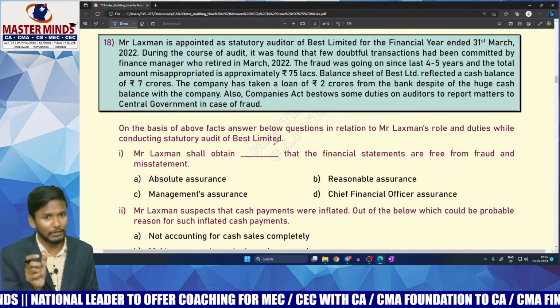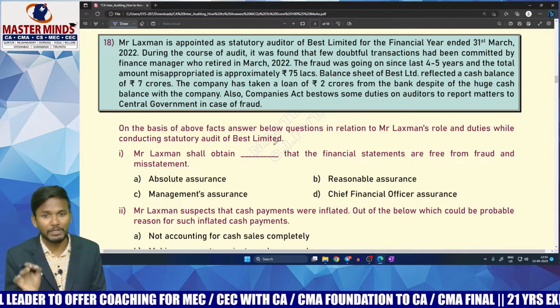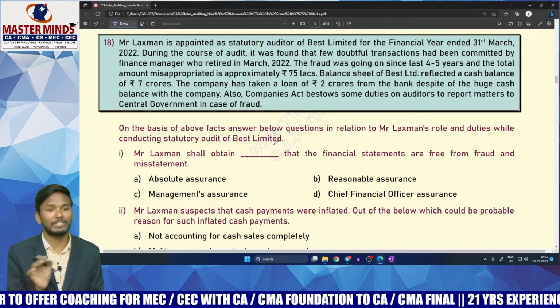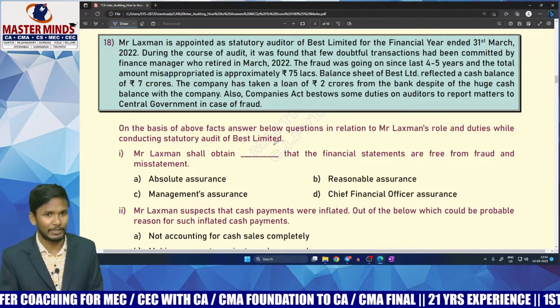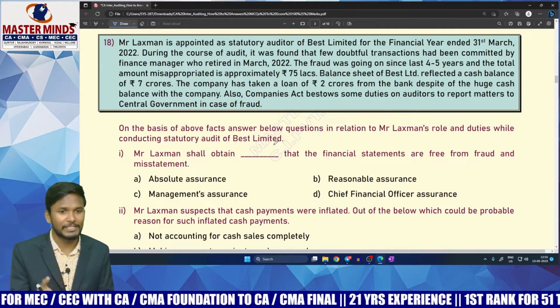That means something is wrong, no? Yes. So also the Companies Act bestows some duties on auditors to report matters to the central government in case of fraud. That is what the Companies Act also asks about some matters to be reported to government. What is the matter? 143 subsection 12.